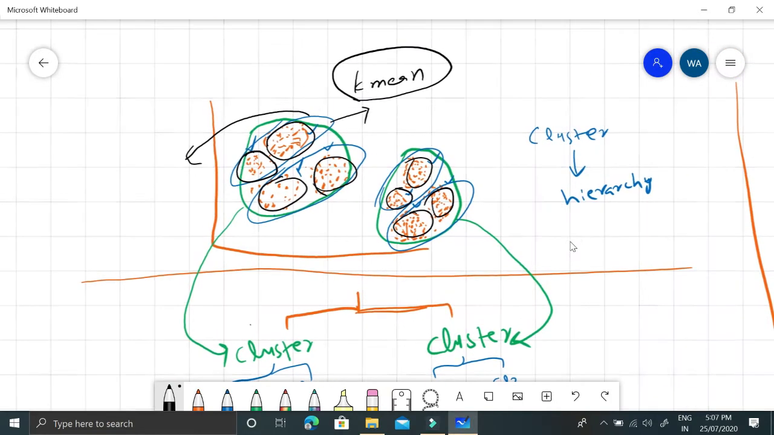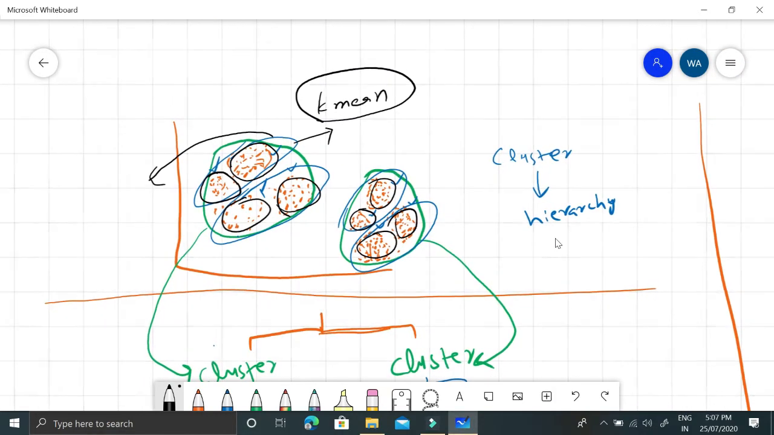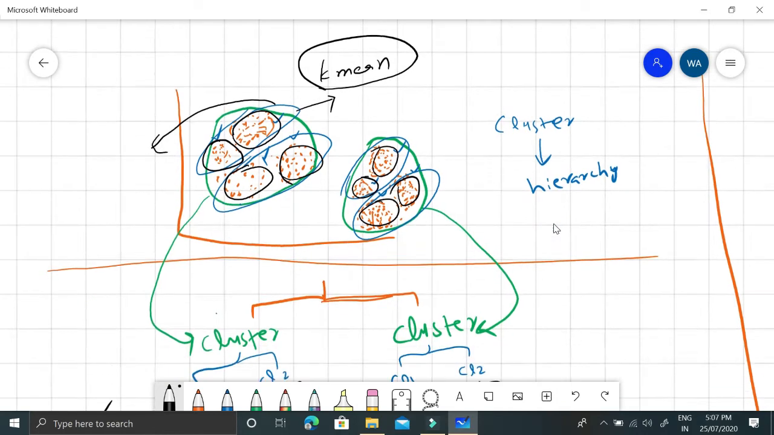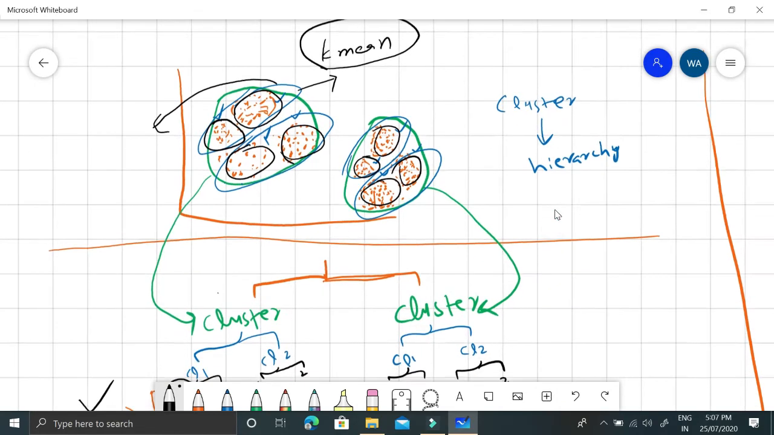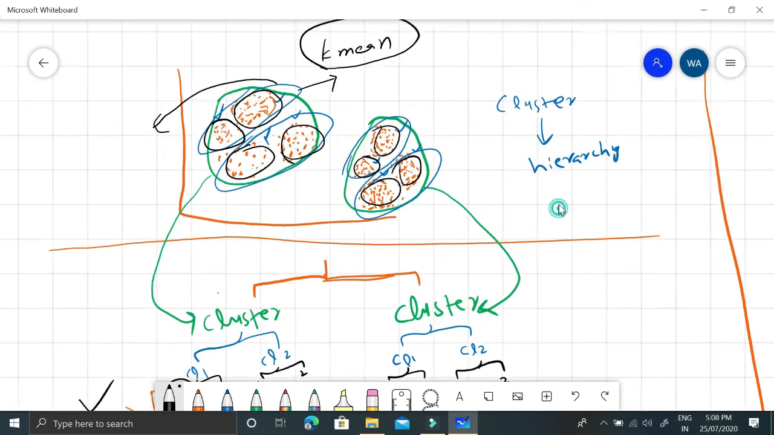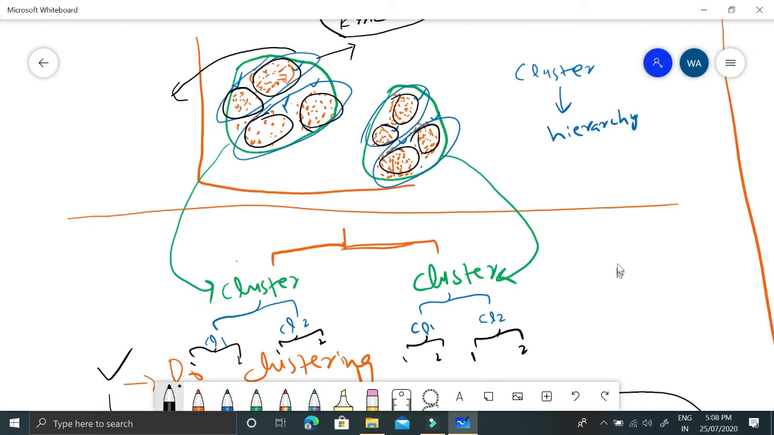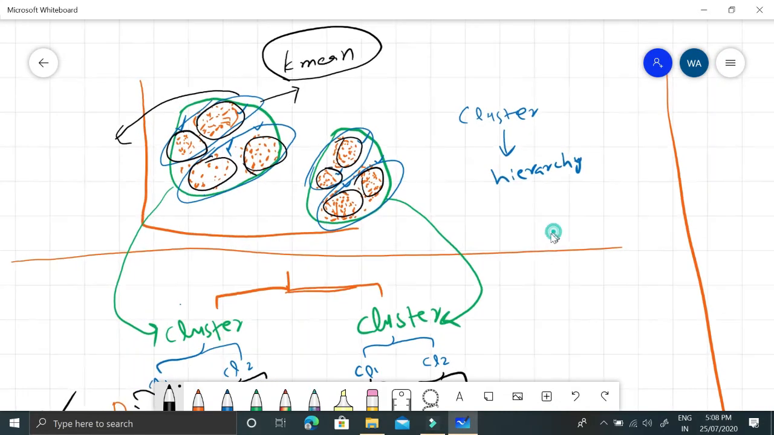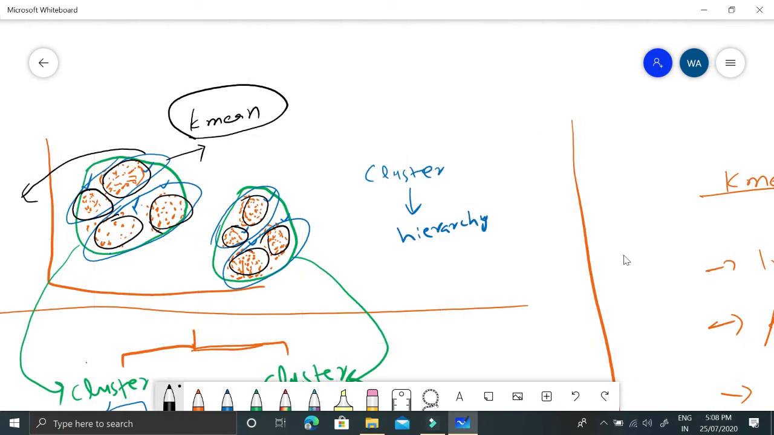The cluster interpretation is pretty much clear. It will depend on the domain: the level of granularity, the depth of the hierarchy, how far we want to go and how many branches we want. All of these details are actually domain specific. But the basic idea is very simple: we just extract the data and do the clustering again and again.